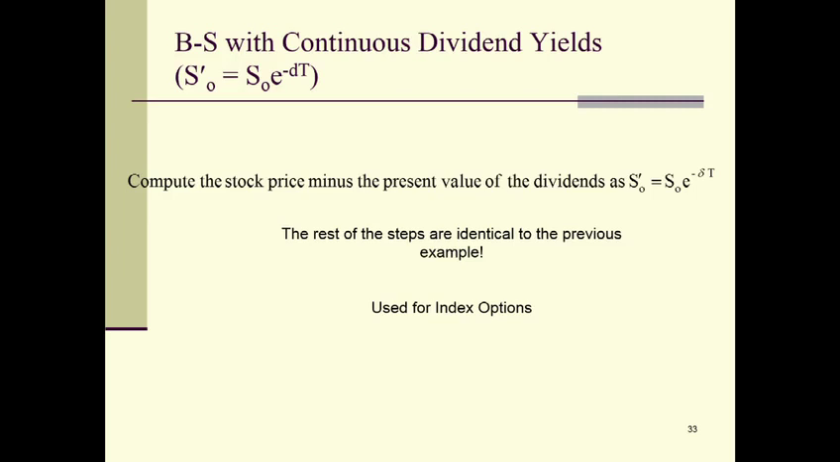So the rest of the steps are pretty simple. You just adjust the stock price, or in this case, an index price, with the dividend yield. So the formula is given here. This D here indicates your dividend yield. Okay.